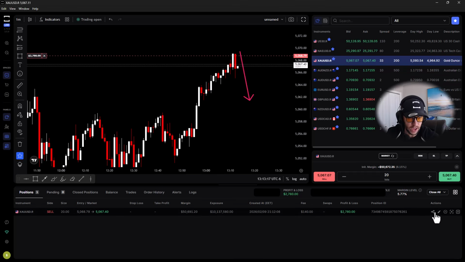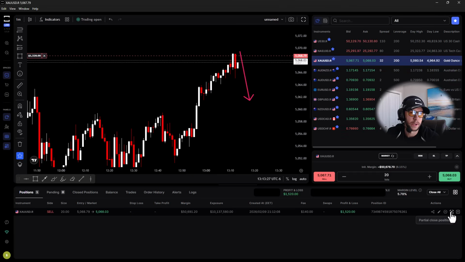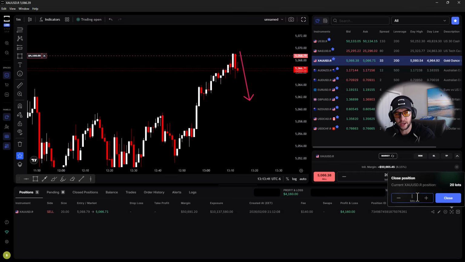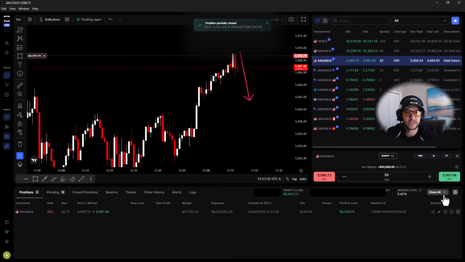So down here on my desktop, I have share your position, edit position, break even, and then partial close. The partial close means, if I'm in 20 lots, I can choose what I want to close. Right now I'm up $4,200. If I put in 15, that means I'm going to close 15 lots. But if I do 1.25 and close that, you'll see it says I bought 1.25 lots.